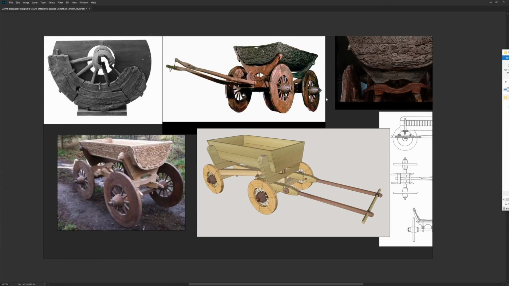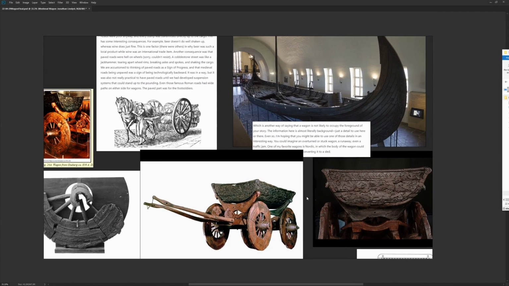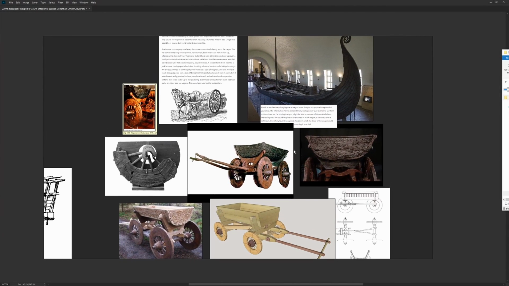I have many examples of wagons from this research, like how the Vikings made theirs detachable so they could be used as sleds in winter. But this is not a history of wagons class, let's get on with the assignment.